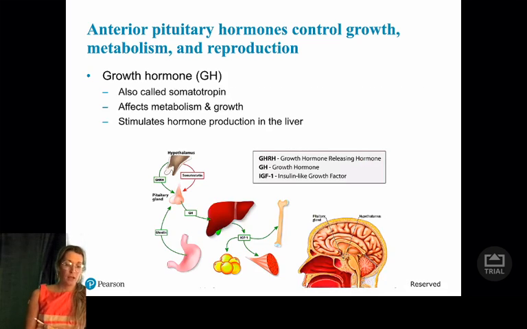Growth hormone, you'll also see it called somatotropin. As you would expect, it affects metabolism and growth. It stimulates hormone production in the liver. So growth hormone releasing hormone talks to the pituitary gland, tells the pituitary gland, hey, I need you to go talk to the liver. The liver then releases something called insulin-like growth factor. Insulin-like growth factor stimulates mitotic activity in the bones, in the muscles, and breakdown of adipose to be used as fuel.